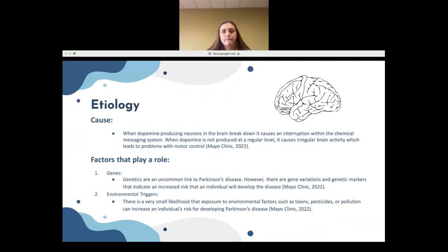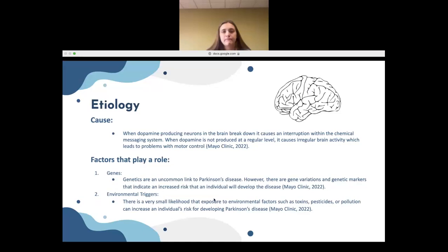There is no true cause for Parkinson's disease. The way that it affects your brain is dopamine producing neurons break down. And then when you're not able to produce enough dopamine, you're not able to have regular brain activity. So that leads to the problems with motor control.